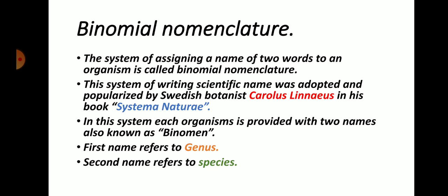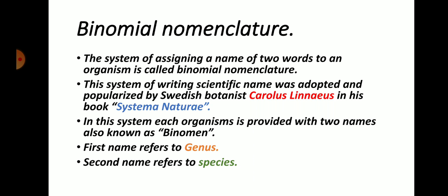Secondly, the most important biological system in history is binomial nomenclature. This system assigns a name of two words to an organism, which is called binomial nomenclature. It is the most widely used system of nomenclature throughout the world.